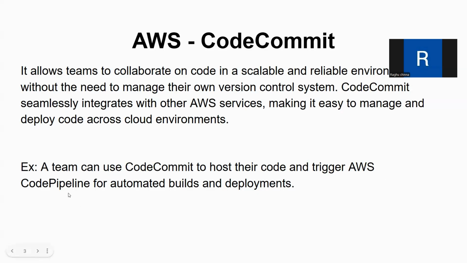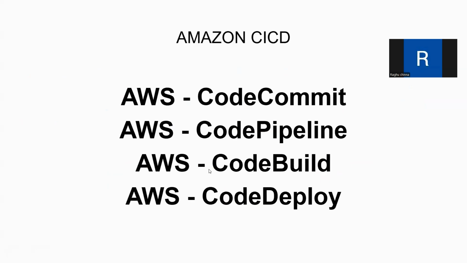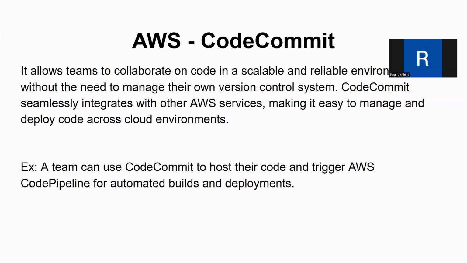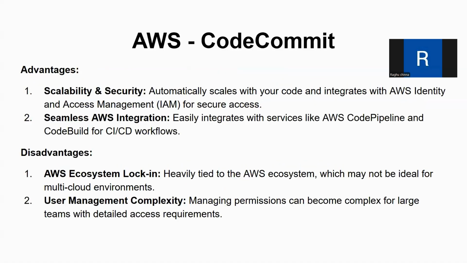We'll also check the advantages and disadvantages of the CI/CD services which AWS is providing right now. The advantages: scalability and security. It automatically scales with your code and integrates with AWS Identity and Access Management. Since we have IAM roles and IAM access, we can make it very secure. AWS integration: it easily integrates with services like AWS CodePipeline and CodeBuild for CI/CD workflows. Since it is all AWS, it is easy to integrate.